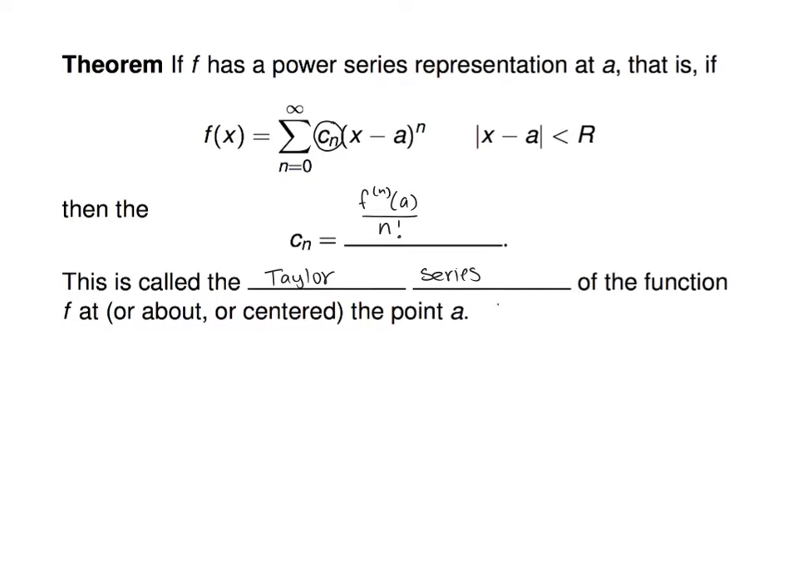What about if a is equal to 0? What's it called then? Maclaurin. And all the things in that table that you got, those are all Maclaurin series. So we'll talk about how to find some Taylor series today as well.